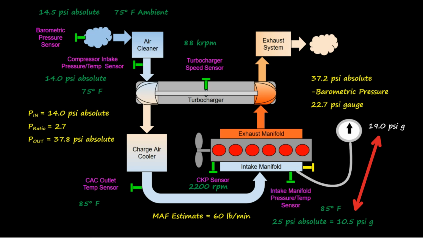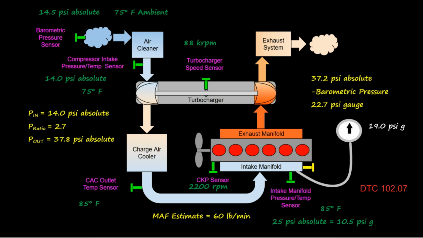So the 19 psi we're going to compare is substantially different than the 10.5 psi that's indicated by the MAP sensor measurement system. You may notice that in this case, the pressure indicated by the pressure gauge is actually much closer to the estimated MAP than the measured MAP from the sensor.